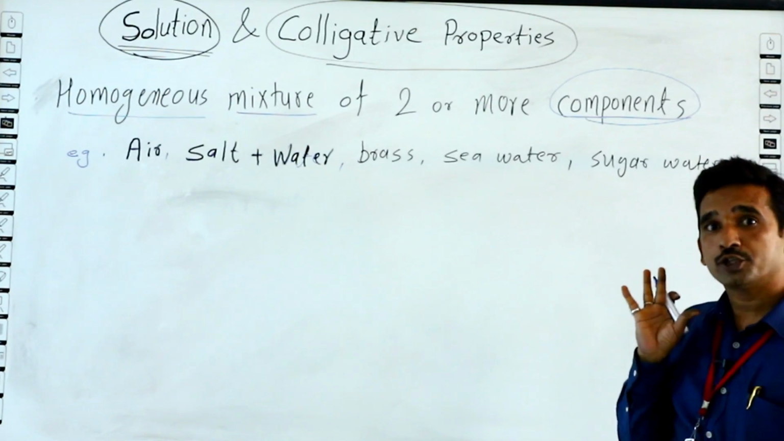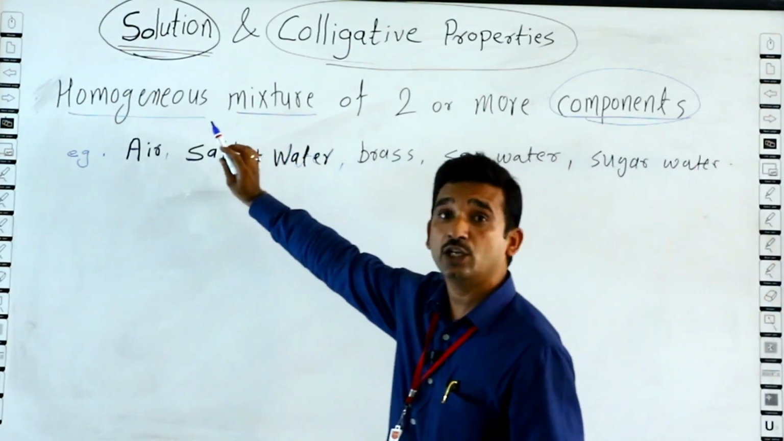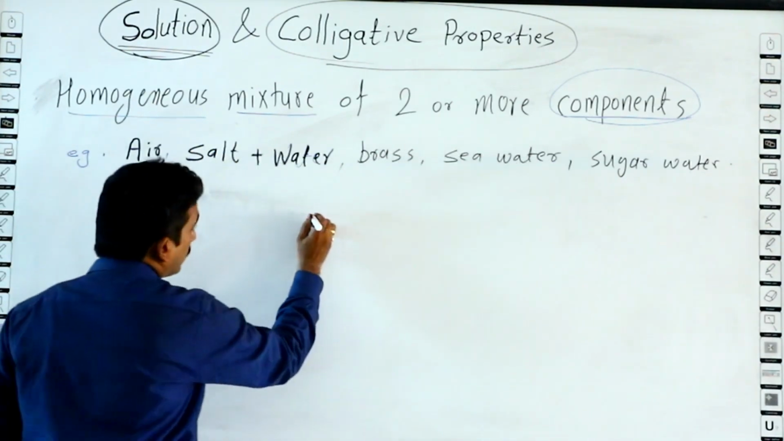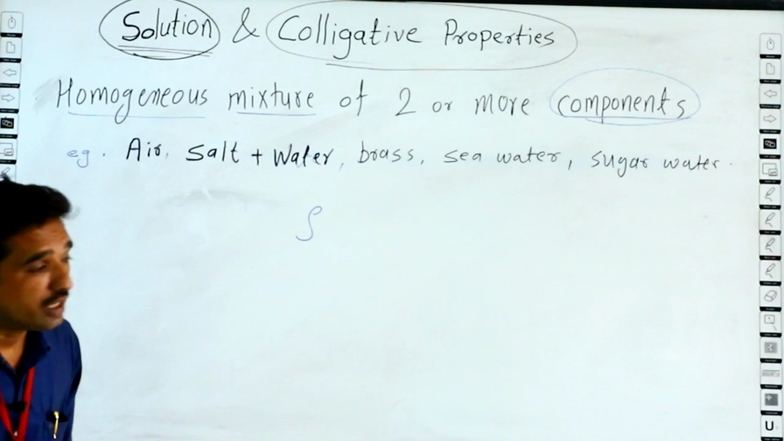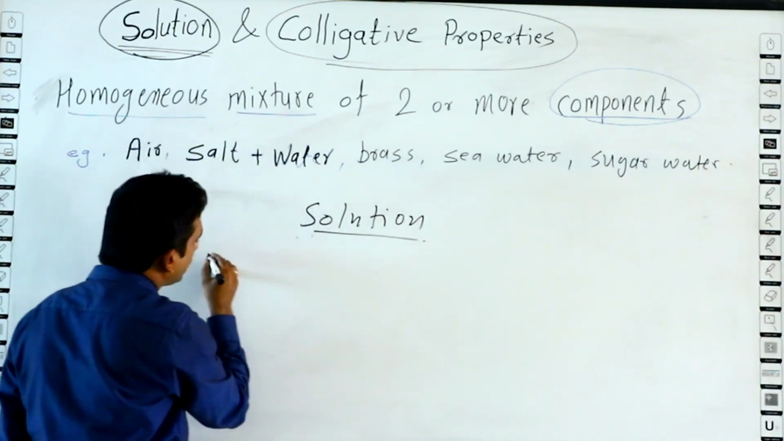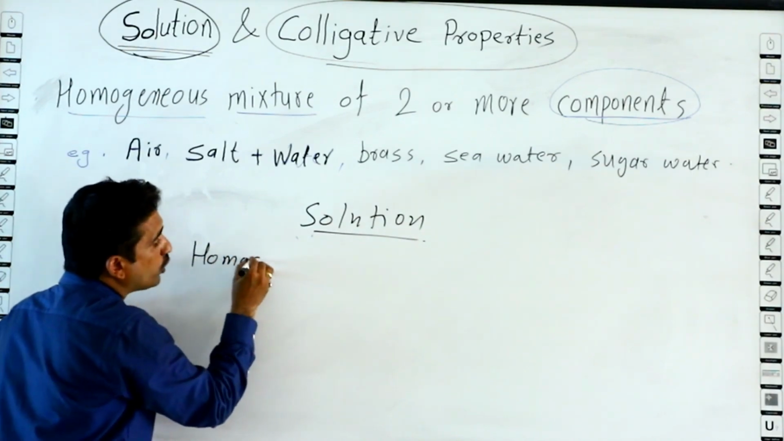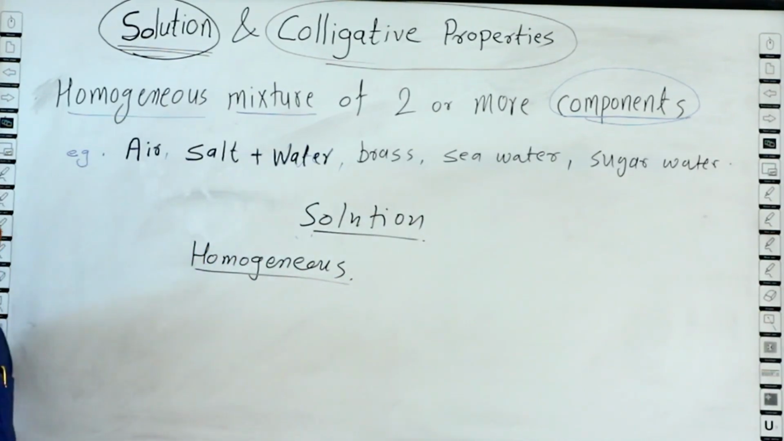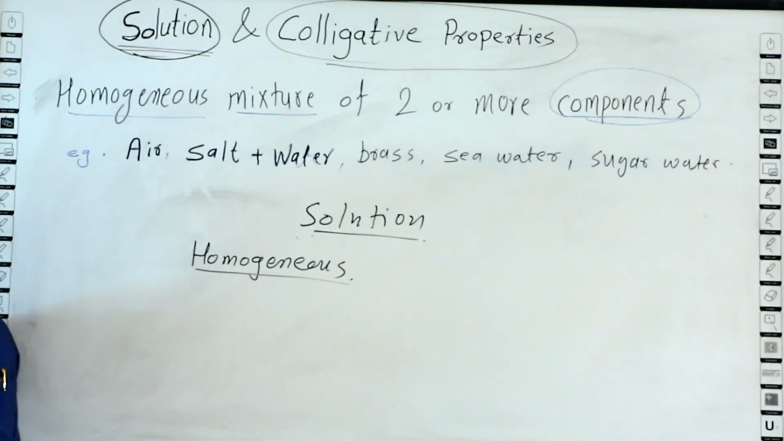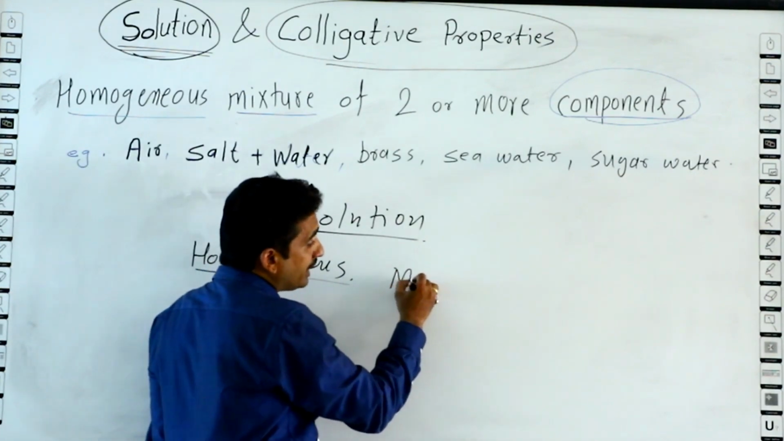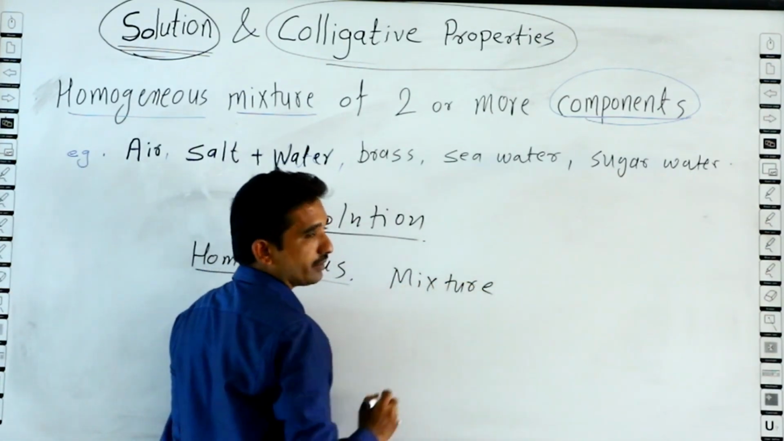If there is a formation of solution, the first word gives the condition for a solution. The first important word is homogeneous. Homogeneous means all the components are in the same phase or a single phase, then it is called homogeneous. Then the second word is mixture.